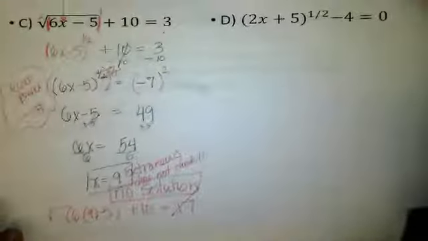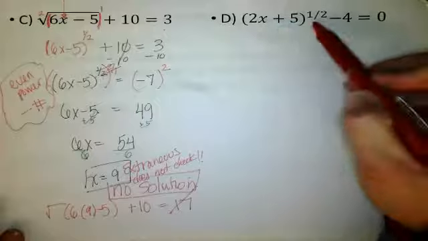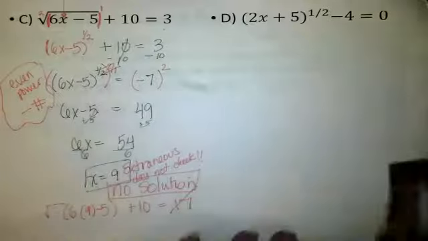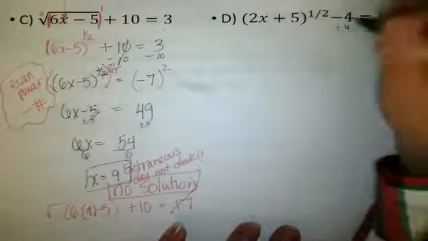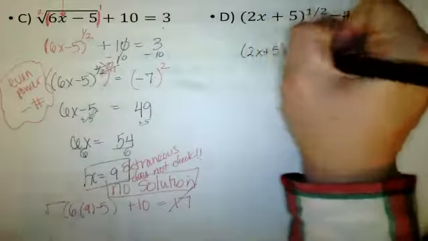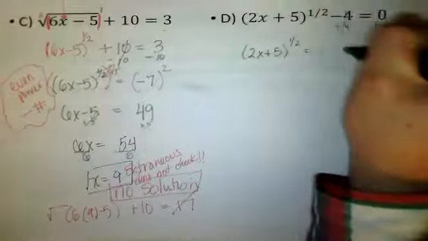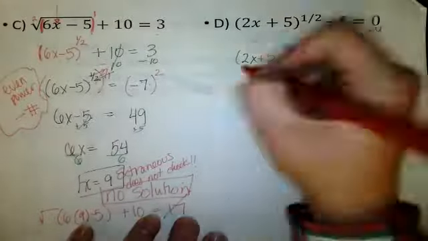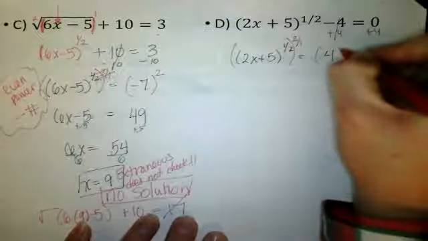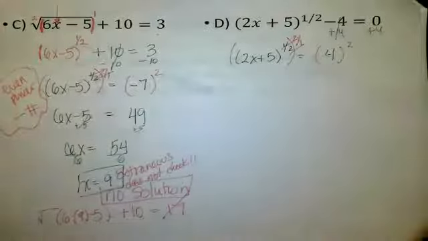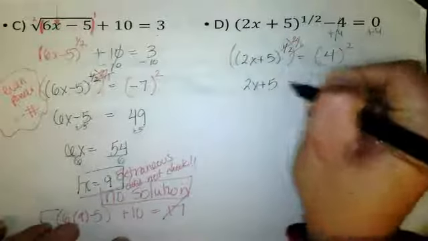All right, last one here. The quantity 2x plus 5 to the 1/2 power minus 4 equals 0. What should we do first? Add 4. So 2x plus 5 to the 1/2 equals positive 4. Now what? Reciprocal power, very good. So that's really raising it to a power of 2. 1/2 times 2 cancels out, leaving 2x plus 5 equals what?